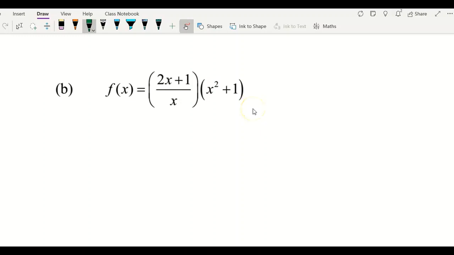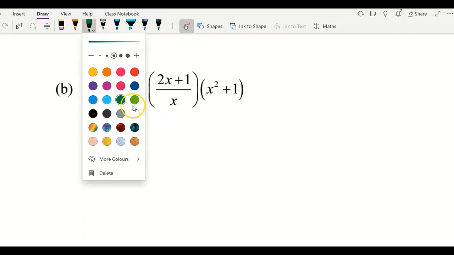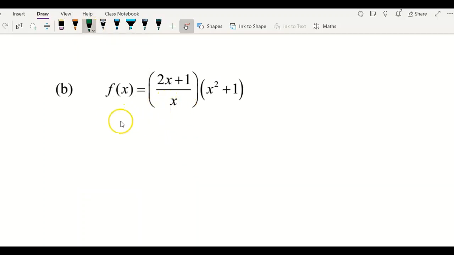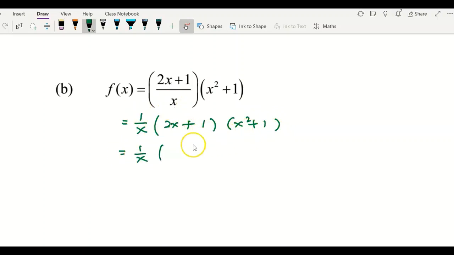you can either choose to take out the 1 over x first and then you expand, or you can use the product rule. It's up to you. But I will choose to expand. I think the process will be easier, simpler. Take out the 1 over x. Then I will expand this first. You got 2x cubed plus 2x plus x squared plus 1. Then multiply 1 over x inside.